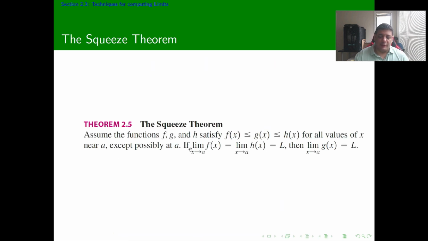Okay? So the statement of the squeeze theorem will be: assume that you have f, g, and h functions that satisfy that f is less than g, less than h for values of x near a point A, except possibly at the point A. And we have information about the limits. We have that the limit when x goes to A of f of x is the same as the limit when x goes to A of h of x, and it is going to be the number L. So that implies that the limit when x goes to A of g of x is also going to be L.